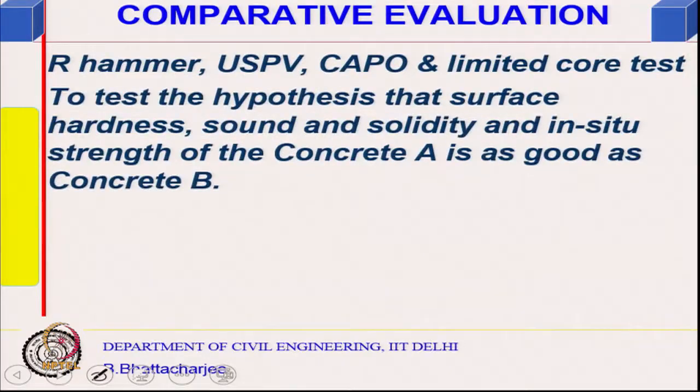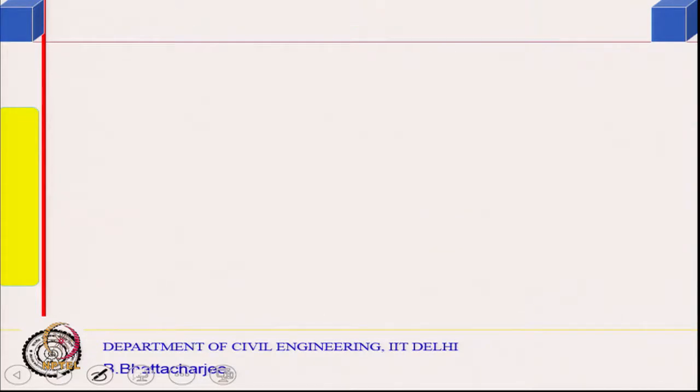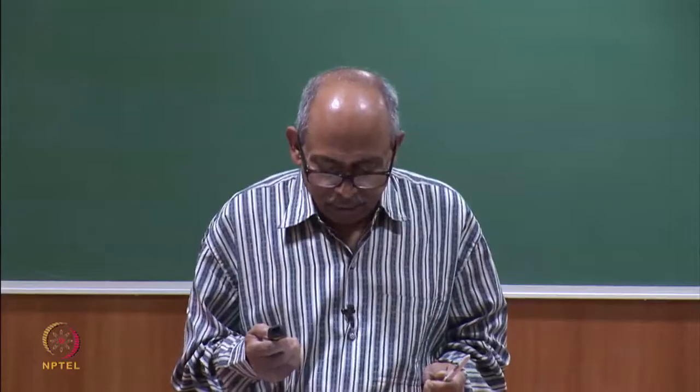So, what did we do? We did USPV, capo, rebound hammer and limited core tests to see that the correlation is okay. We used statistical hypothesis testing, that concrete A is as good as concrete B. We established the null hypothesis: the mean rebound hammer and standard deviation for concrete A was this, for concrete B was this, USPV was this and capo was this. Then we used simple hypothesis testing, right.